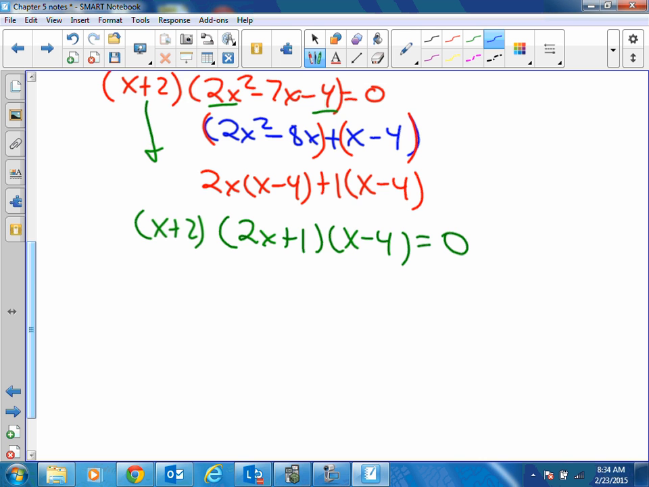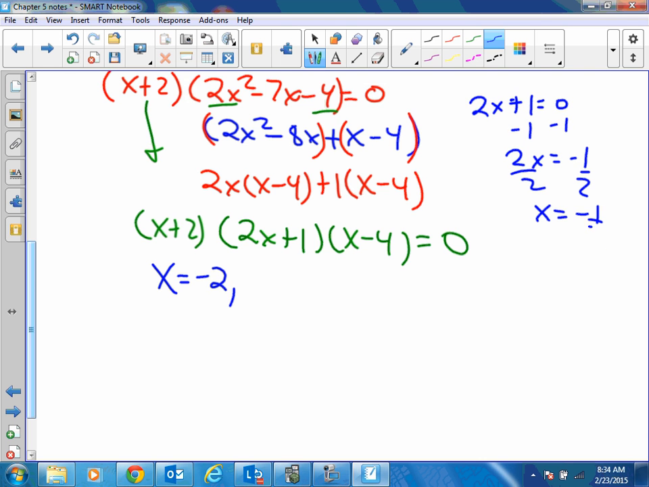What makes x plus 2 go to 0? Negative 2, which we already knew. What makes 2x plus 1 go to 0, which we already saw in the graph? It's negative 1/2. And what makes x minus 4 go to 0 is 4.